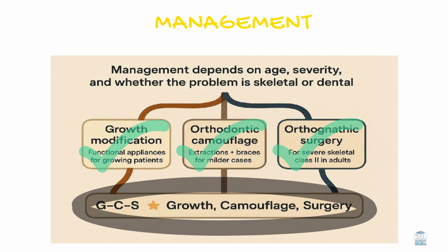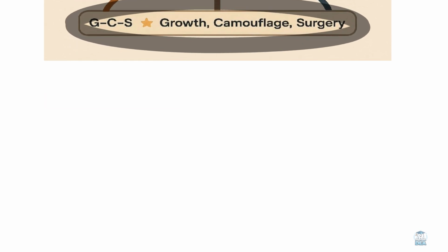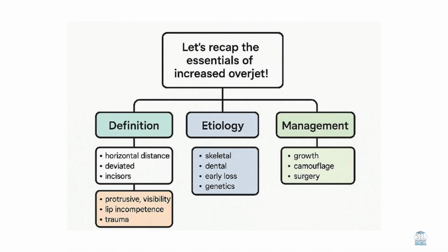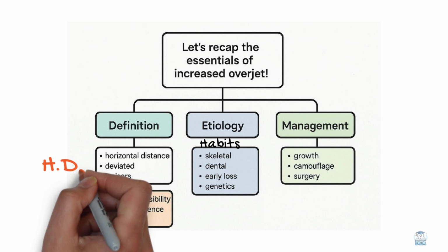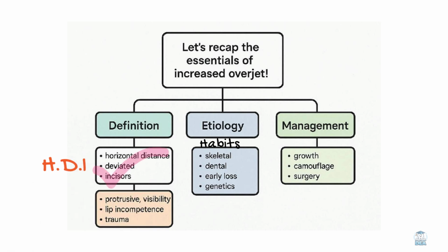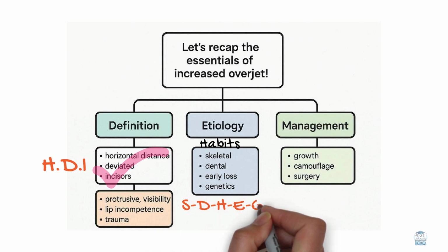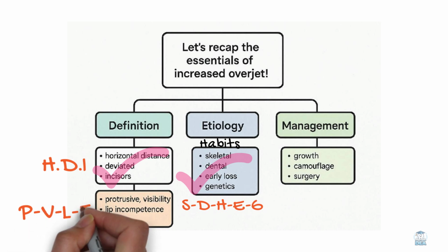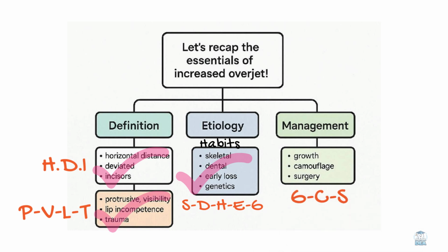Early diagnosis and intervention improve aesthetics and function. To summarize, increased overjet essentials are definition, HDI, horizontal distance, deviated incisors; etiology, SDHEG, skeletal, dental, habits, early loss, genetics; clinical features, PVLT, protrusive, visibility, lip incompetence, trauma; management, GSC, growth modification, camouflage, surgery.